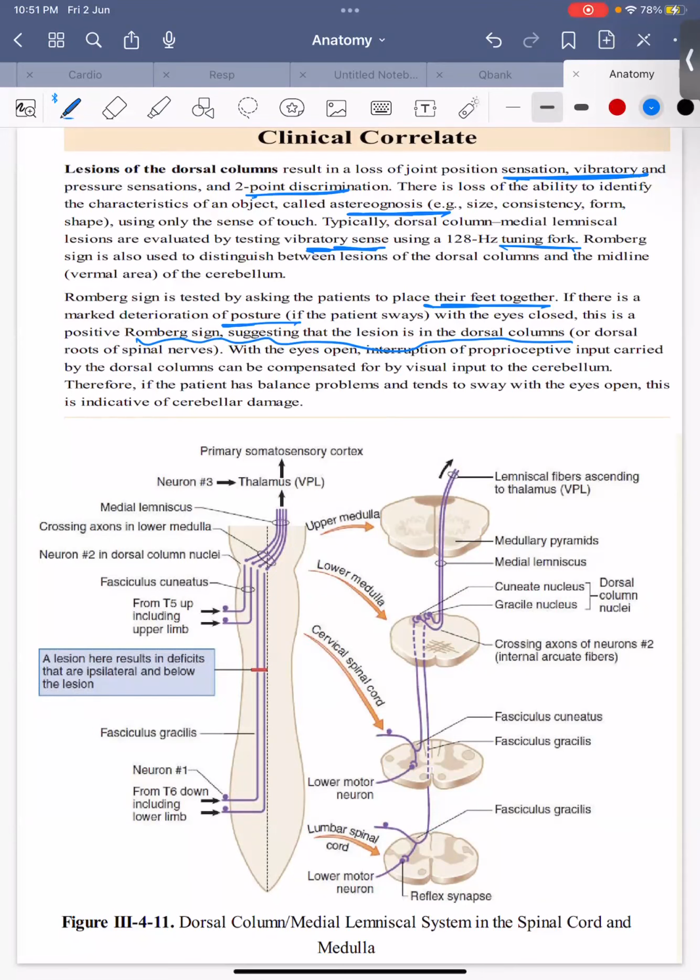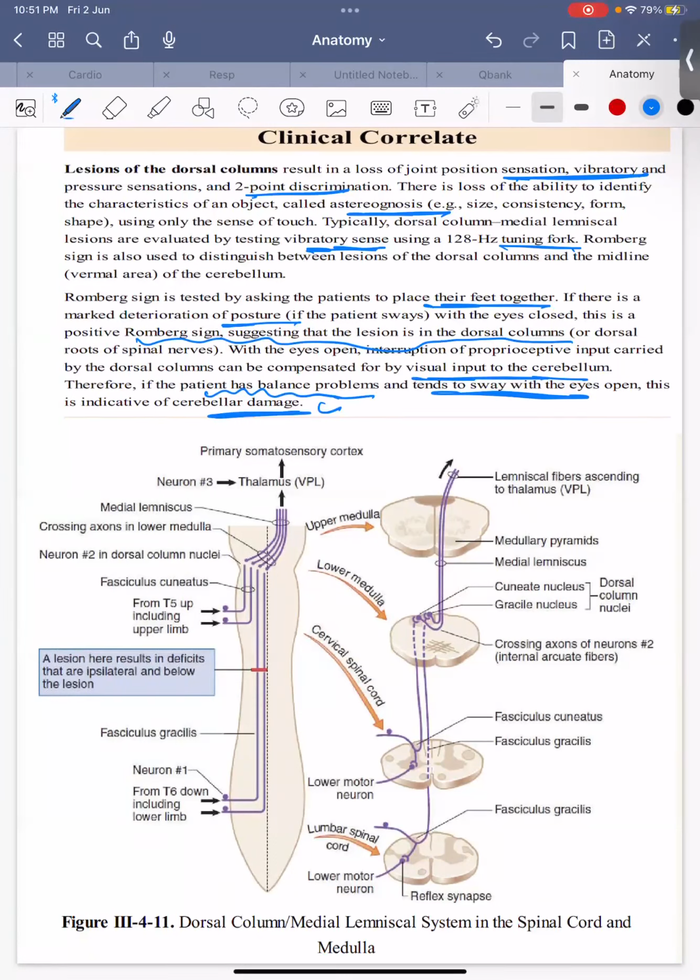With the eyes open, the interruption of the proprioceptive fibers carried by the dorsal column can be compensated by visual input to the cerebellum. Therefore, you maintain the balance. So if the patient disturbs the balance even with the eyes open, then this is cerebellar damage. If it occurs with the eyes closed, that is damage in the dorsal column. If with the eyes open, that is cerebellar damage.